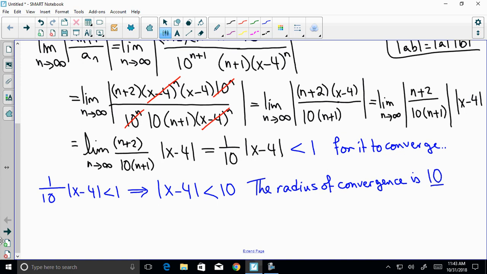All right, any questions so far? No questions? Well, how do you know that it's going to be divergent? Well, let's go on. We're not done yet. Okay, we just found the radius of convergence.